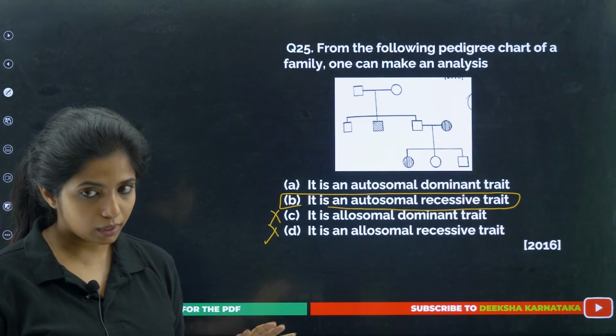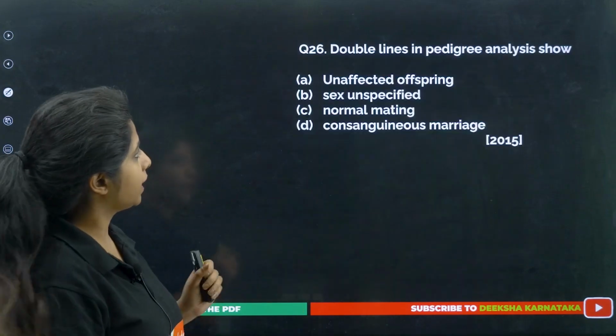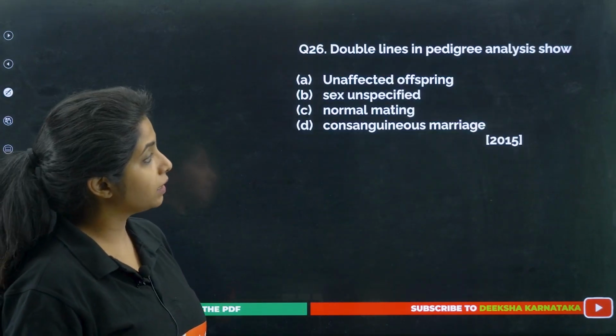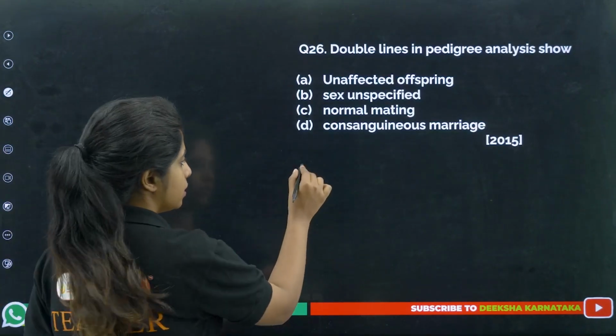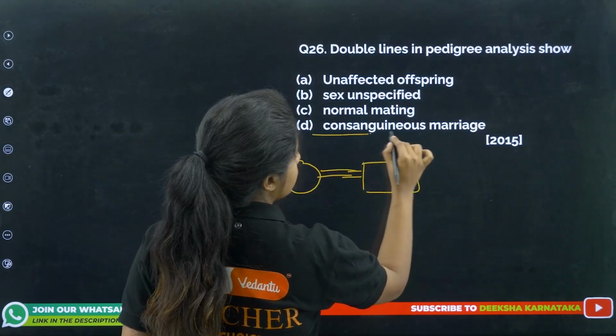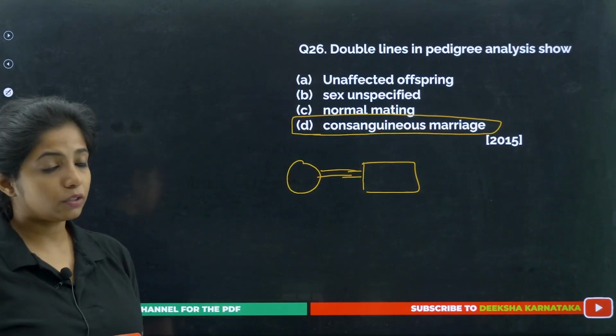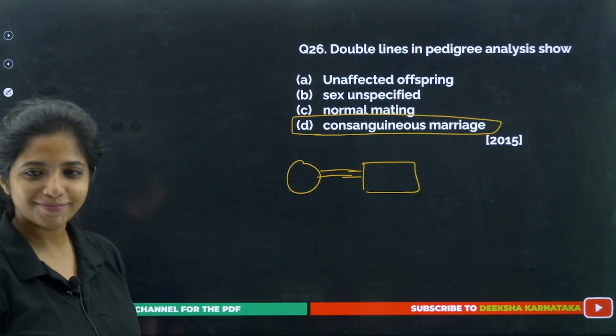Cool? Works? So this is the answer for the 25th question. Going ahead, 26th: double lines in a pedigree analysis show. For example, when you see this line, what does it show? That is consanguineous marriage, that means marriage between relatives, my dear children. This is a direct question, it came in 2015.